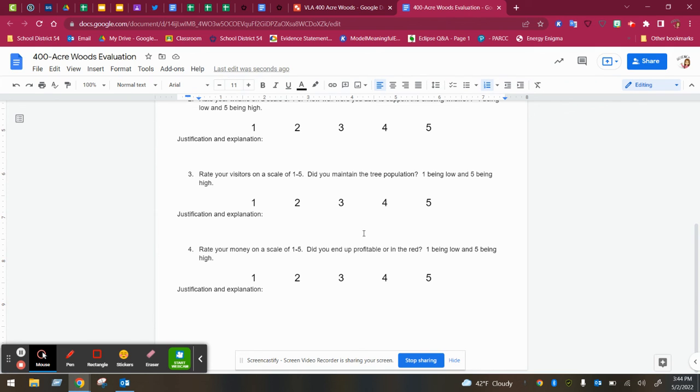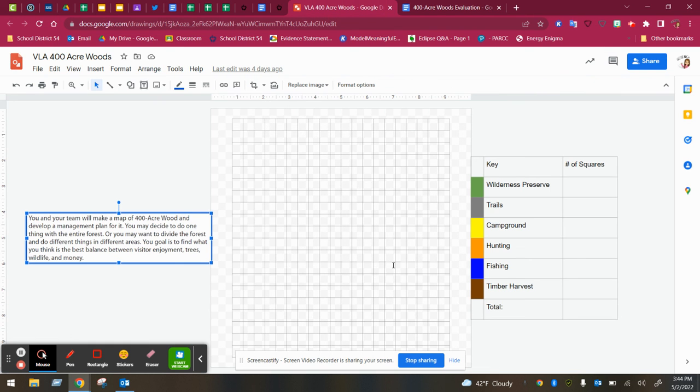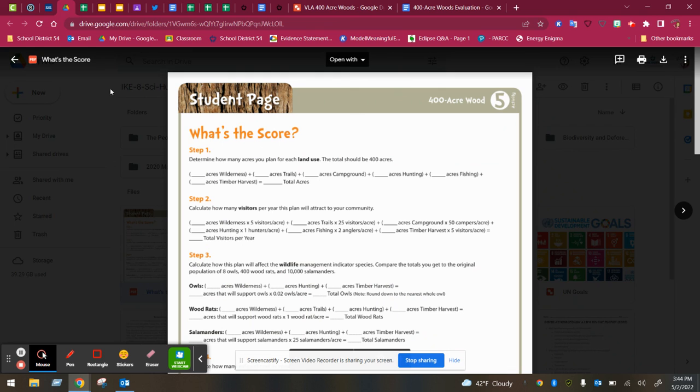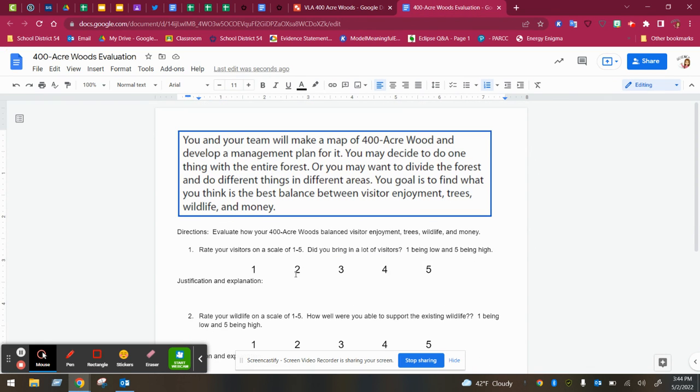So between Tuesday through Friday, again, I will not be back on Zoom until Monday. Between Tuesday through Friday, I want your map to be completed, your what's the score page to be completed, and then your evaluation to be completed. And then on Monday, we'll kind of do a share out with how you did. We'll share our maps, we'll share our money. I have a quick check system to check our math over, so we can do that on Monday. And we'll share out, compare our answers, and see how well we did.